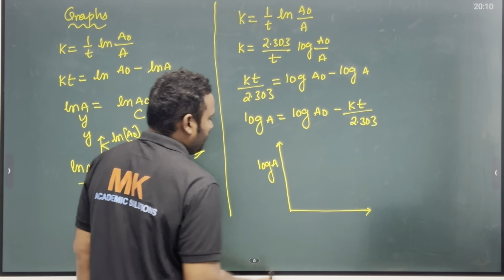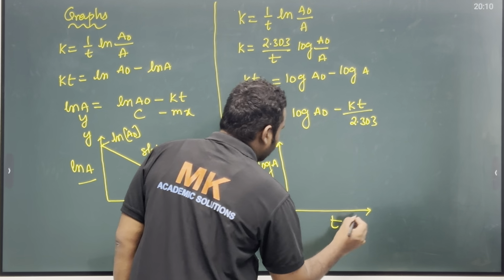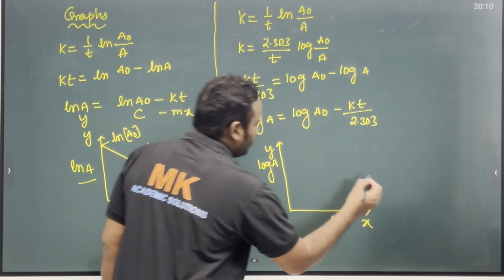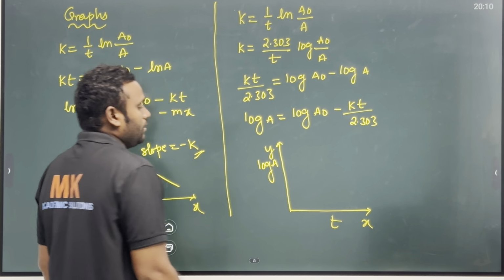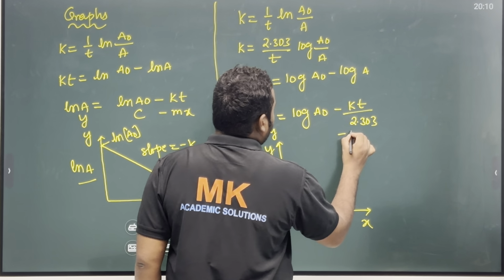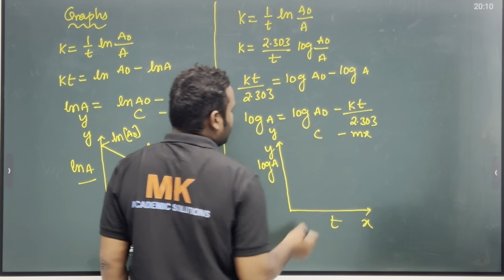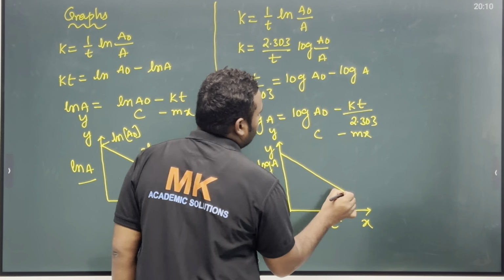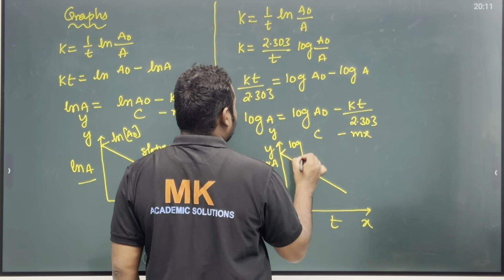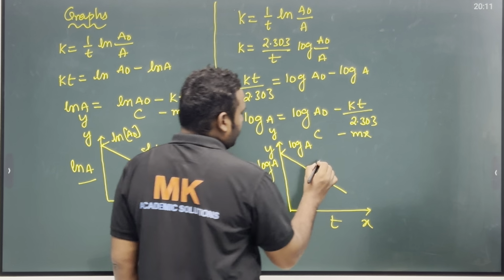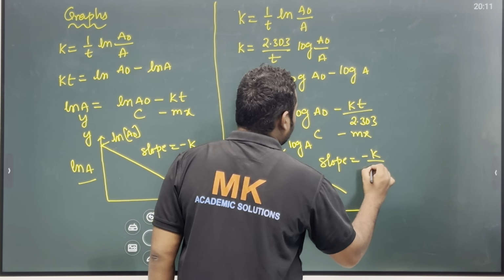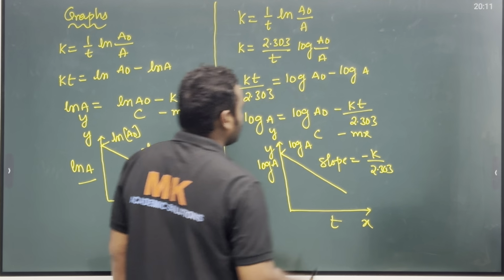Now let us draw the graph between log A and time, log A versus time. I am going to take log A on the y axis and t on the x axis. How will we get the graph? y is equal to minus mx plus c, which means a negative slope. Here c is the intercept on the y axis, which is log A naught, and the slope is equal to minus k by 2.303. This is the slope value.